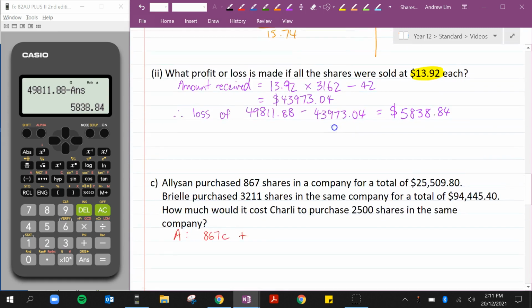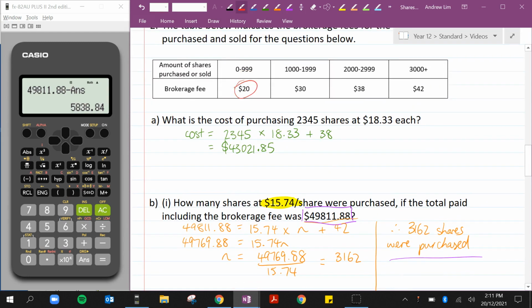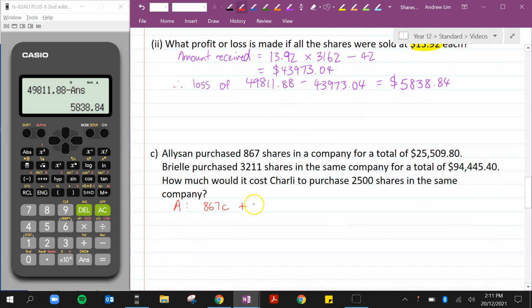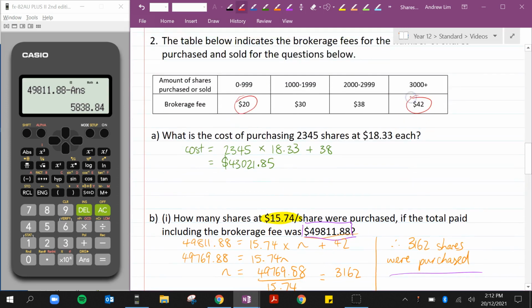How much does it cost for the brokerage for 867 shares? That's $20. And she spent $25,509.80. What about for Brielle? Brielle purchased 3,211 shares for the same price. But how much was her brokerage fee? So 3,211, that's over 3,000, so that's $42.